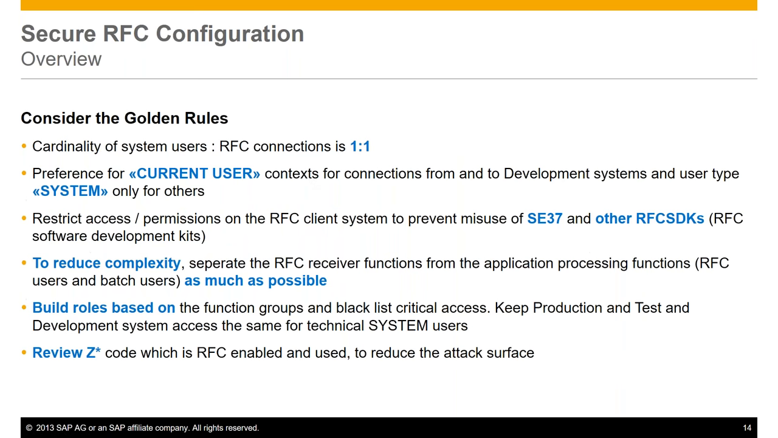So the golden rules to ensure a hardened connectivity scenario are that the RFC connections and the user in the connection should ideally have a one-to-one relationship, so that there's one connection outbound, one user under whom that connection is running in the target system, ideally a user named after the source system, so if there are problems you know where the call is coming from, and supporting ideally one scenario, or scenarios that are compatible with each other.